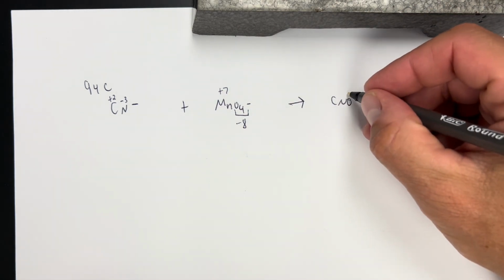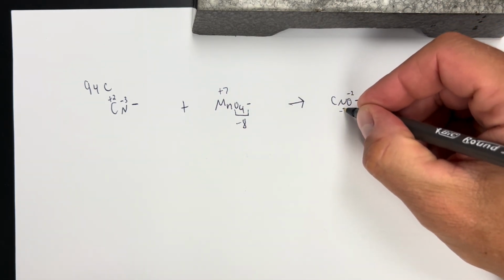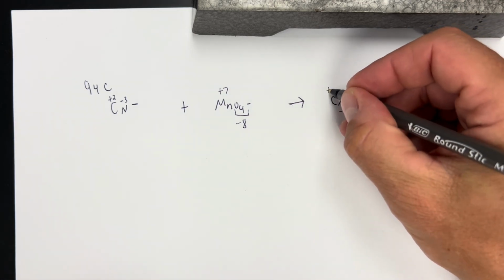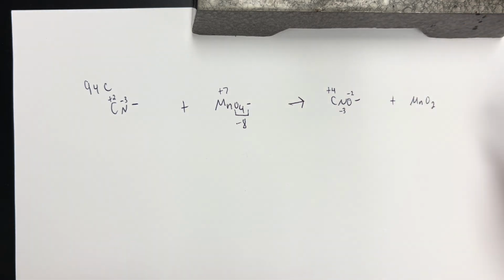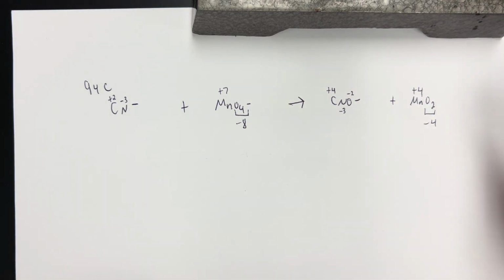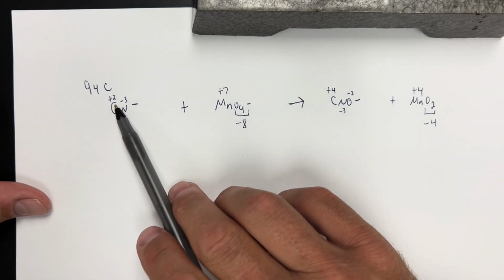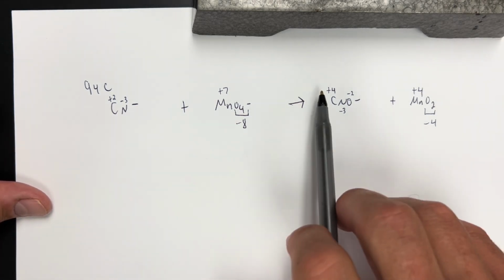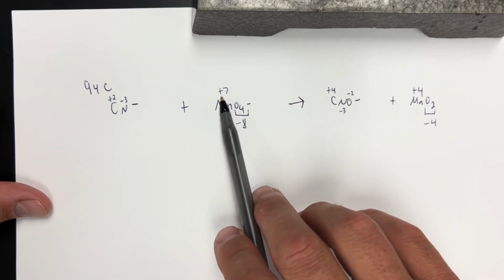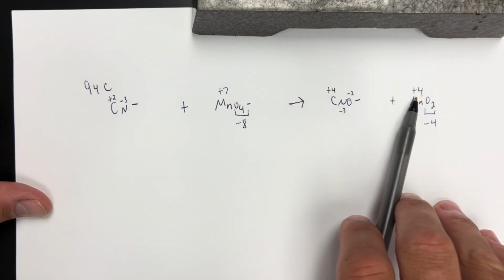Back over here, again, oxygen's a -2. This nitrogen's still a -3. That's a -5 total. And this thing has a -1 charge, so this would be a +4 for this carbon. And over here, you'd have a -4 for oxygen, so a +4 for manganese. So our carbon atom is going from a +2 up to a +4. That is being oxidized. Manganese from a +7 being reduced to a +4, so that is reduction.